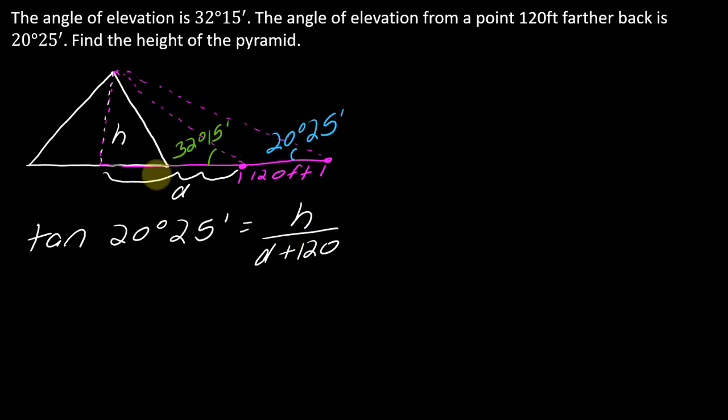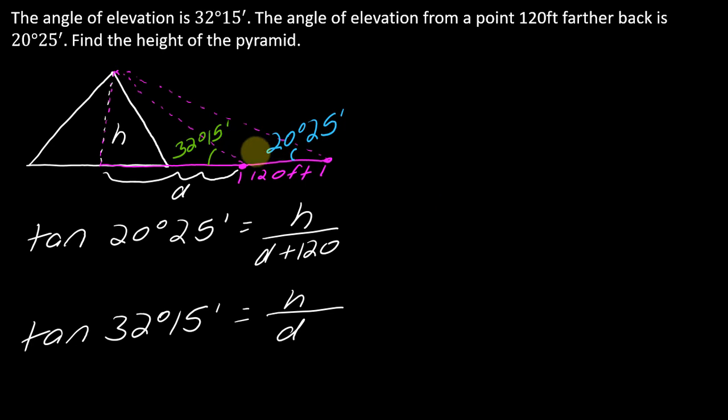So now moving on to the smaller triangle. Once again, I want you to take a second to pause the video and set up the second trig function here. Okay, so the second trig function is going to be 32 degrees and 15 minutes. So it's still tangent, right? And then I've got this opposite over the adjacent side.